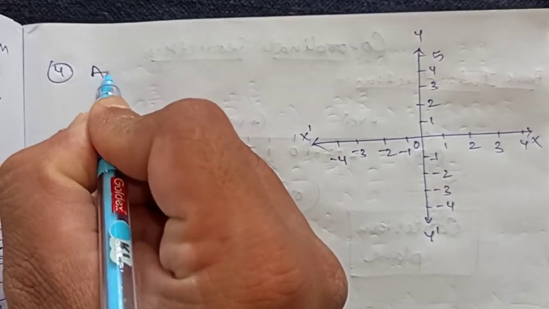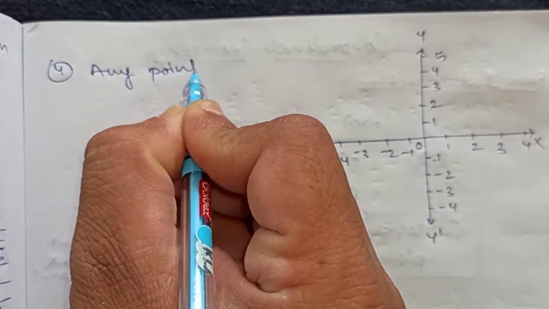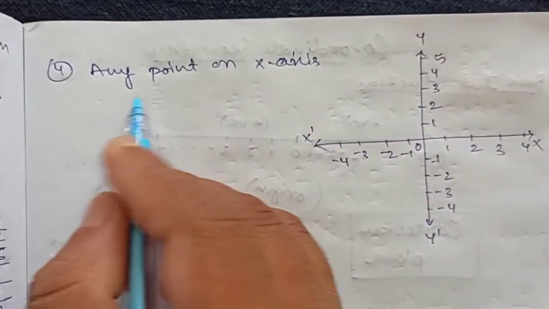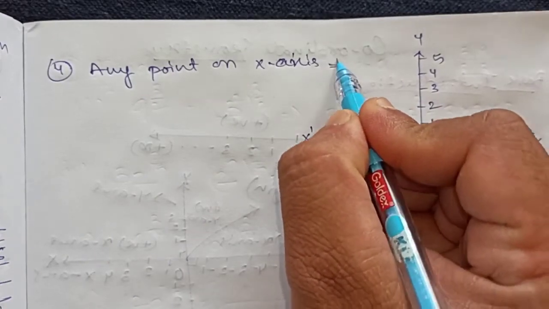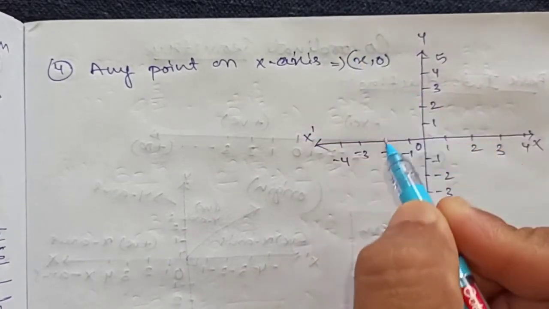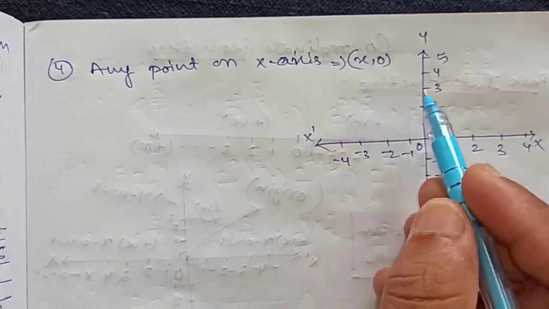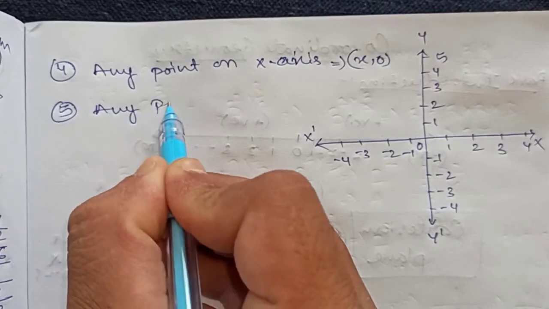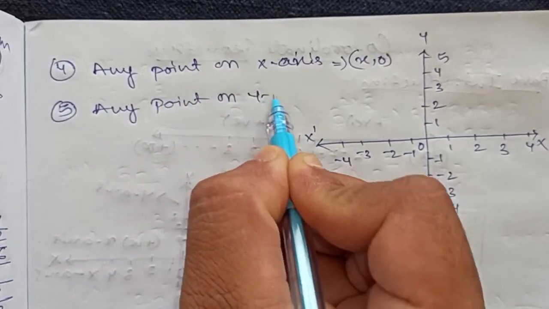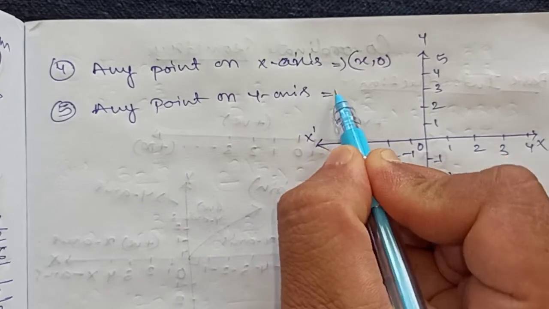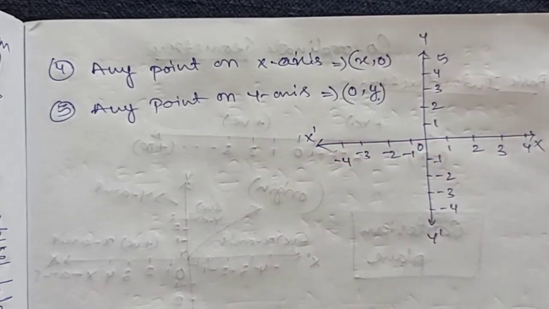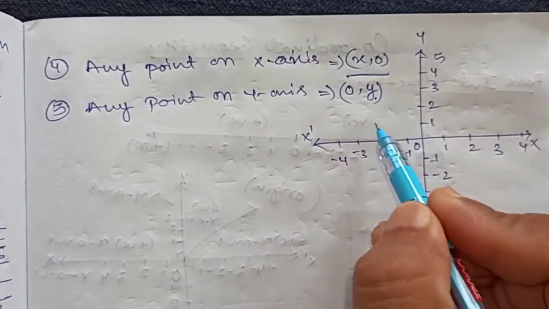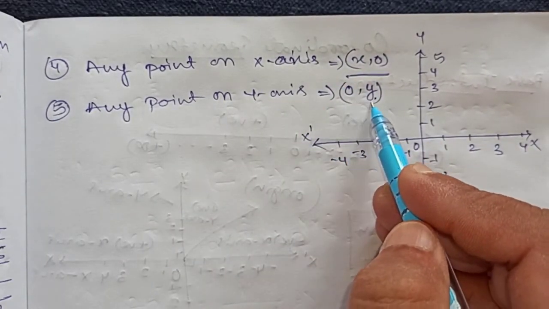Okay, any point on x axis is always x comma 0. How we are getting x comma 0, that I will explain. Similarly, any point on y axis is 0 comma y. Okay, any point on x axis is x comma 0. This you have to remember. Okay, any point on y axis is 0 comma y.